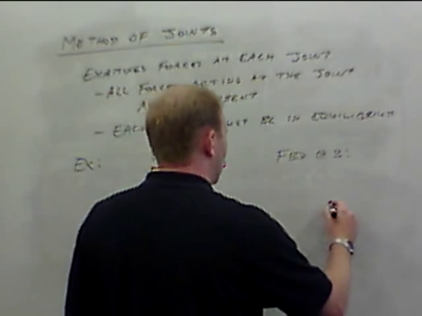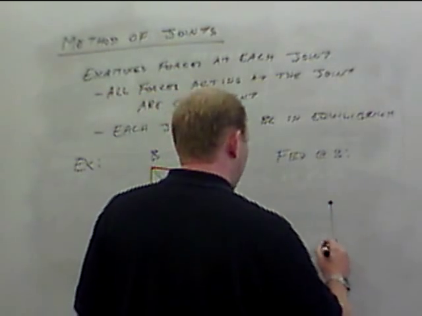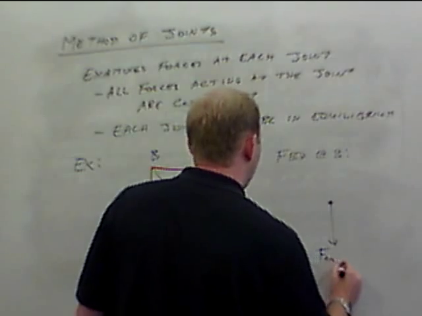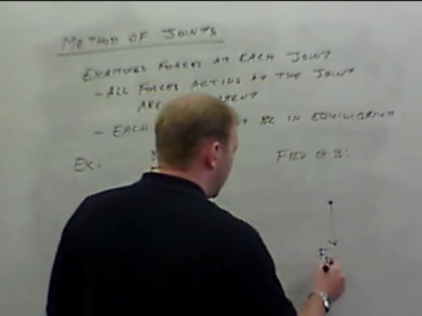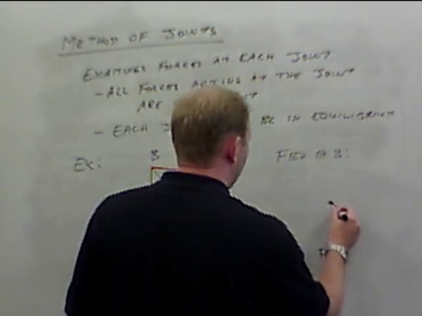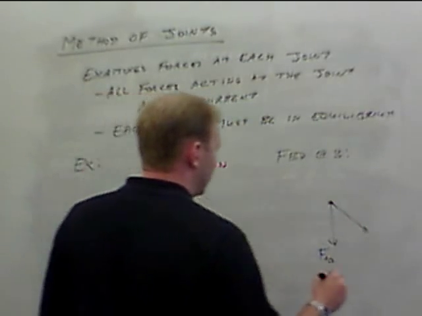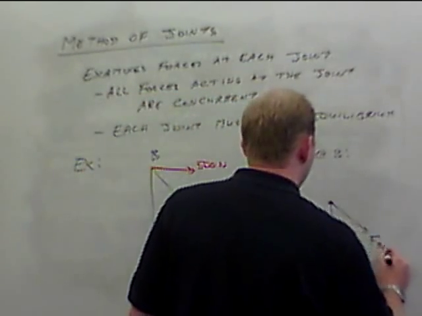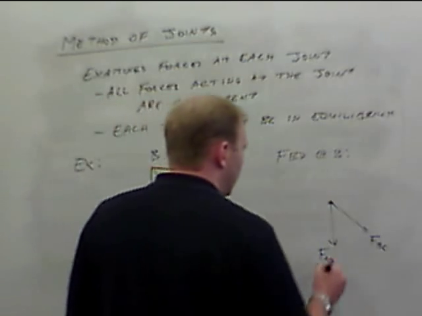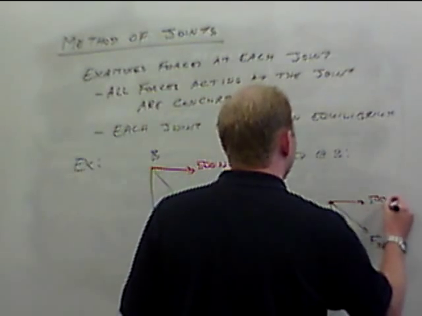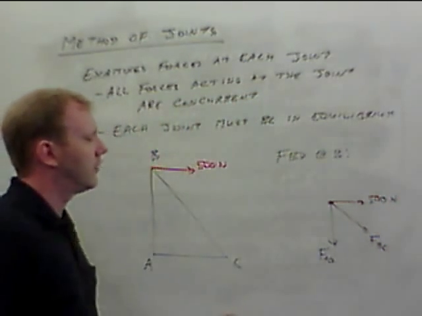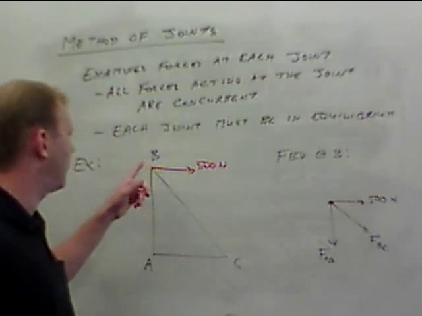We're going to draw FAB, that's the force in beam AB. We're going to draw FBC, the force in beam BC, and we're going to have 500 newtons here. Notice I've drawn these pointed out of point B.